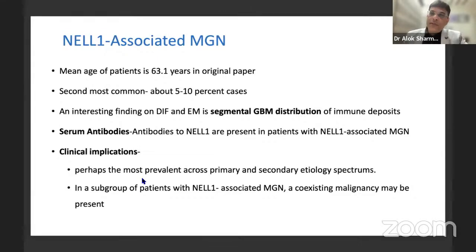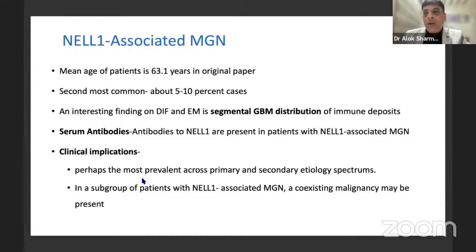Now I'll spend a few slides on NELL1 associated membranous GN. So this probably has emerged as the star antigen after PLA2R. And now we know that after PLA2R, this is the second most common target antigen in membranous GN. And it is even more important in the Indian subcontinent because, as the coming slides will show, of a lot of associations with one peculiar disease, the alternative drug medications and other things which are prevalent in India.